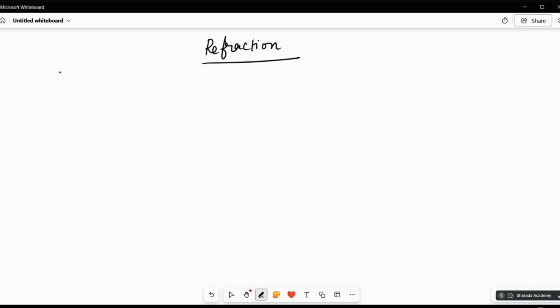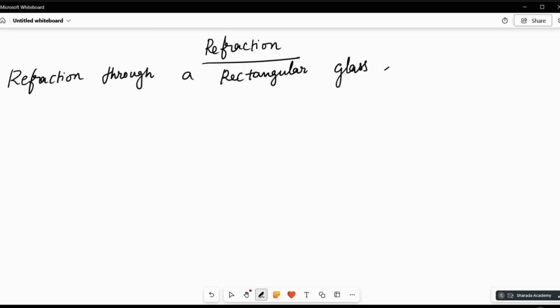So next today we'll write about the refraction through a rectangular glass slab. Refraction through a rectangular glass slab. Okay, write down this. Write down everyone who are online also.